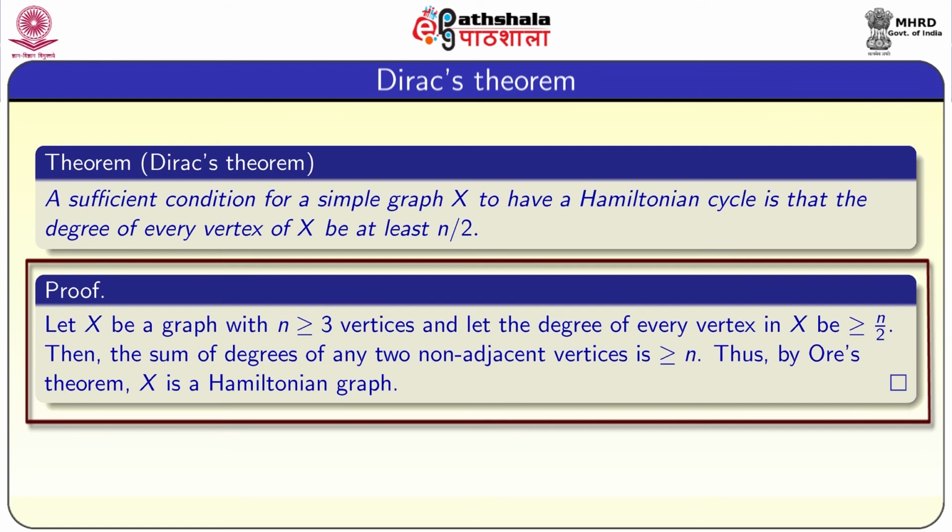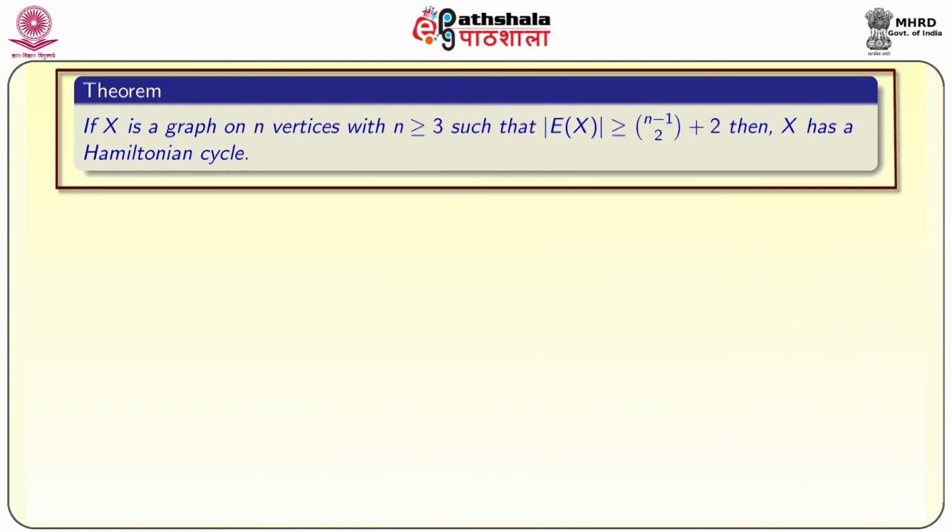Let x be a graph with n greater than or equal to 3 vertices, and let the degree of every vertex in x be greater than or equal to n by 2. Then the sum of the degrees of any two non-adjacent vertices is greater than or equal to n. Thus, by Ore's theorem x is a Hamiltonian graph. Now, another theorem: if x is a graph on n vertices with n greater than or equal to 3 such that the cardinality of the number of edges of x is greater than or equal to n minus 1 choose 2 plus 2, then x has a Hamiltonian cycle.